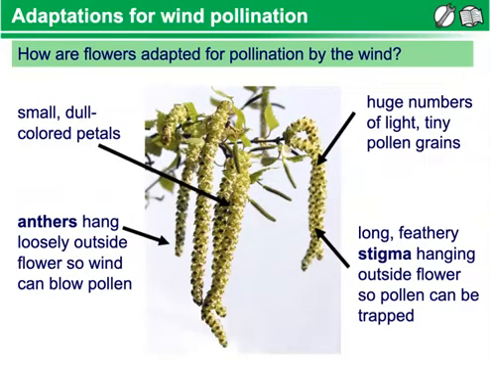Adaptations for wind pollination. So how are flowers adapted for pollination by wind? Oftentimes they have small, dull-colored petals. They have huge numbers of light, tiny pollen grains that can easily be blown in the wind. There are often long, feathery stigmas hanging outside of the flower so pollen can be trapped as it blows by. And the anthers hang loosely outside of the flower so wind can blow the pollen.